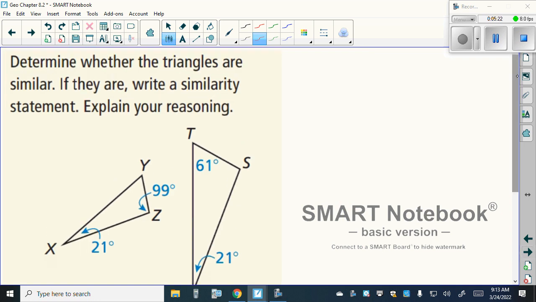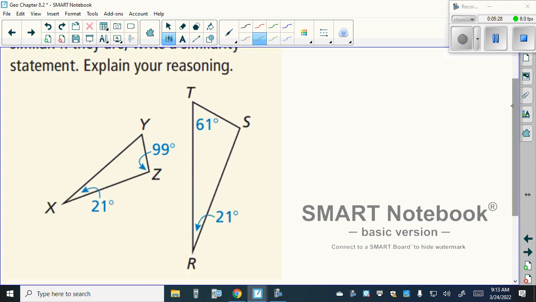Determine whether the triangles are similar. If they are, write a similarity statement explaining your reasoning. So we do have that angle X is congruent to angle R, yes? We do have that X and R are congruent. Now we just need one more angle, yes? Which angle do we want to find?